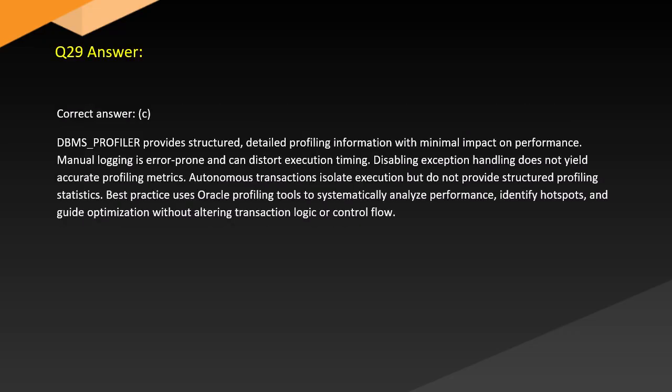Answer. Correct answer: A. DBMS_PROFILER provides structured, detailed profiling information with minimal impact on performance. Manual logging is error-prone and can distort execution timing. Disabling exception handling does not yield accurate profiling metrics. Autonomous transactions isolate execution but do not provide structured profiling statistics. Best practice uses Oracle profiling tools to systematically analyze performance, identify hotspots, and guide optimization without altering transaction logic or control flow.